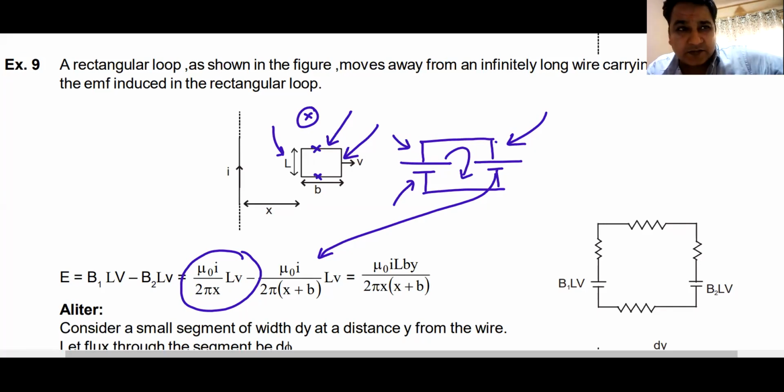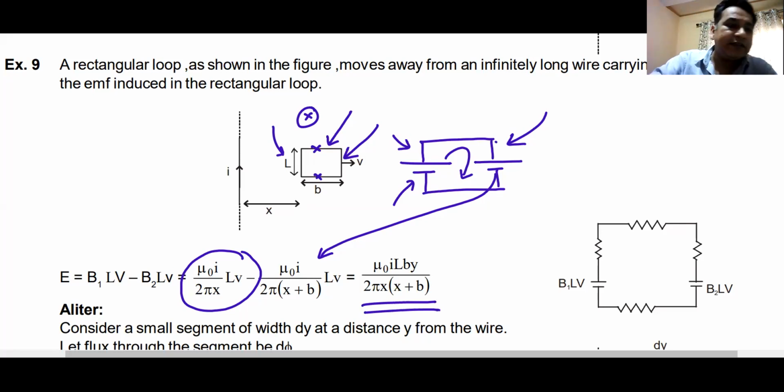What is the net EMF? You subtract the two batteries and you get the net EMF, and the net EMF looks like this. Do we understand this? This is the easiest way of doing any question that comes when a wire or a loop is moving. You do it by motional EMF. Do we understand this?